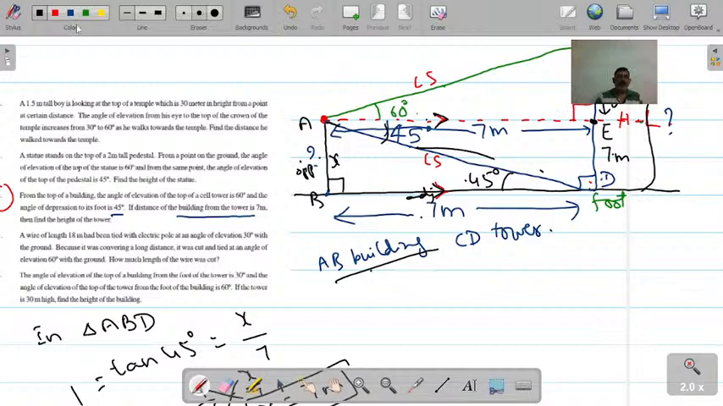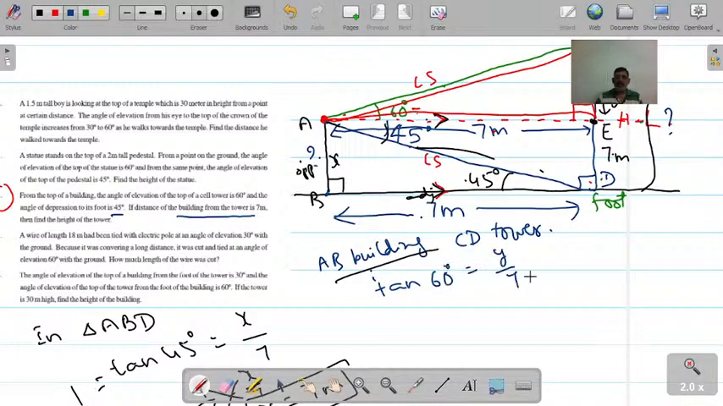Now again you can see a right angle triangle here. What is that right angle triangle? This is the right angle. In terms of this right angle triangle, this is the angle and this is opposite, this is adjacent. So in triangle AEC, tan 60 is equal to y by 7. But what is the value of tan 60? We know that it is root 3. So root 3 by 1 is equal to y by 7. Go for cross multiplication, y is equal to 7 root 3.